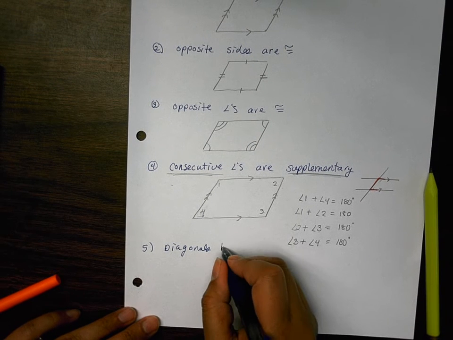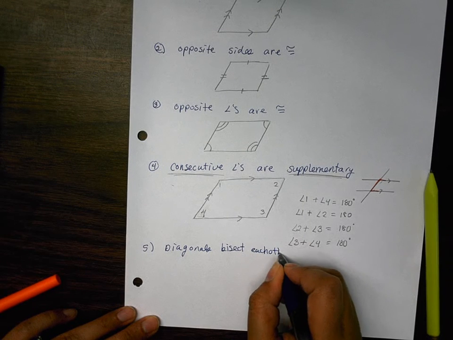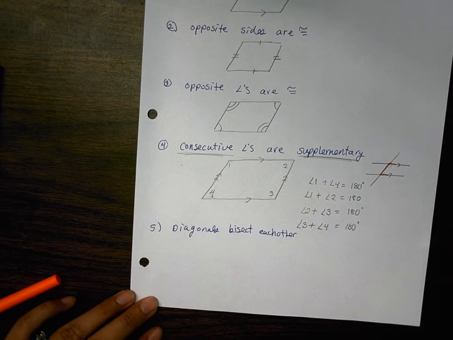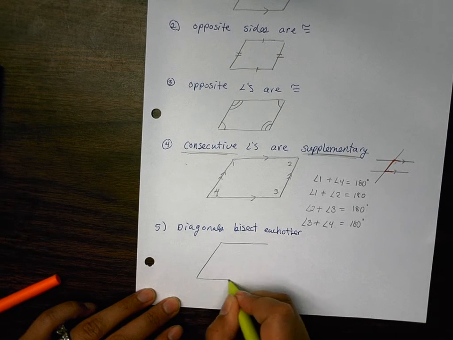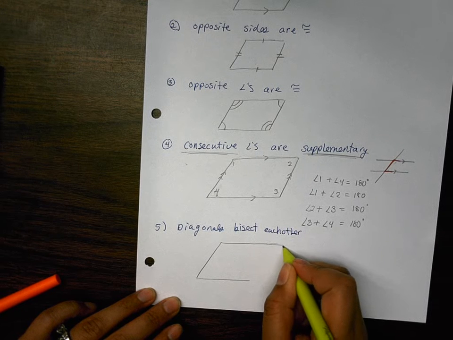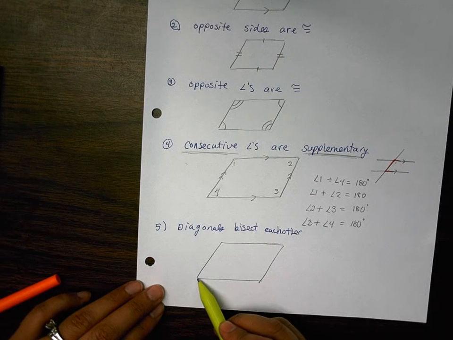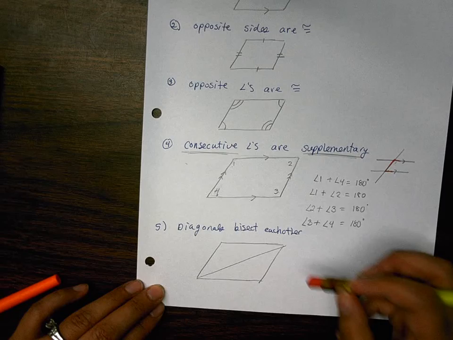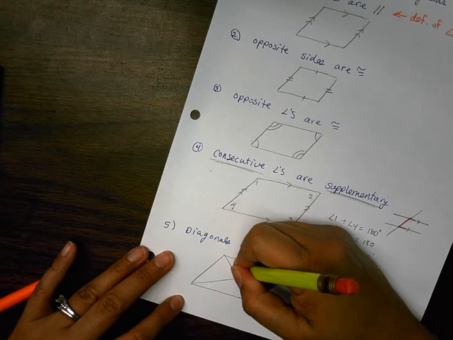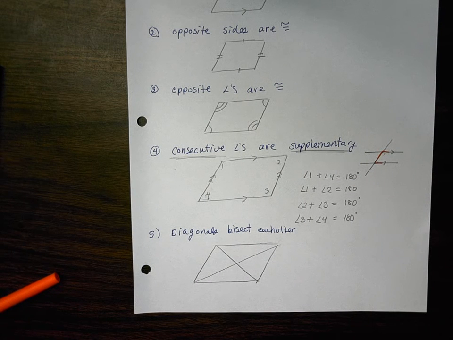All right, number 5. Diagonals bisect each other. When I have any parallelogram and I draw the diagonals, diagonals go from one angle to its opposite angle, like this. That's a diagonal. From one angle to its opposite angle, that is a diagonal.